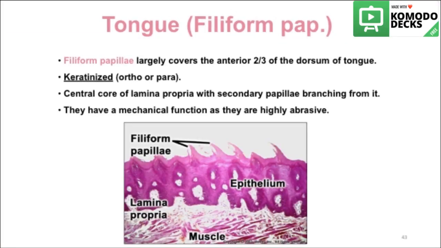First is the filiform type. It is keratinized epithelium. It is the most numerous type of papillae covering the anterior dorsum of the tongue. It does not contain any taste buds, but they function for the high abrasive forces. Their shape is cone shape with 2 papillae on the sides.